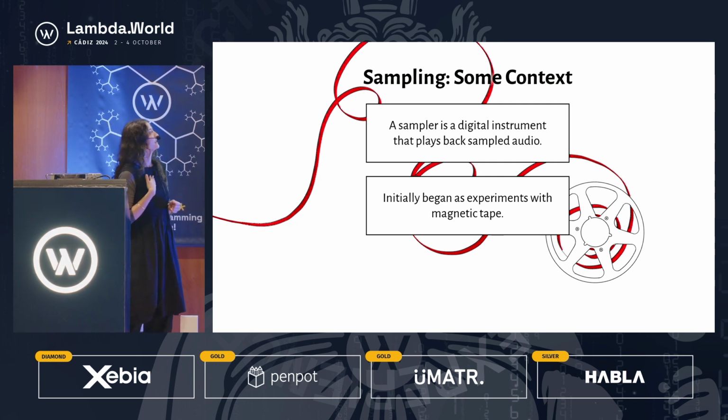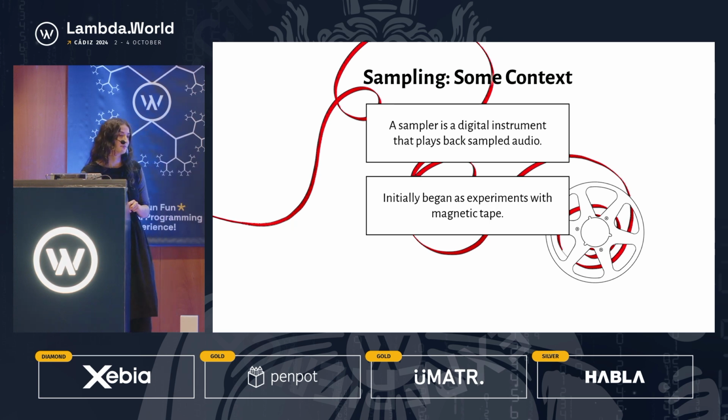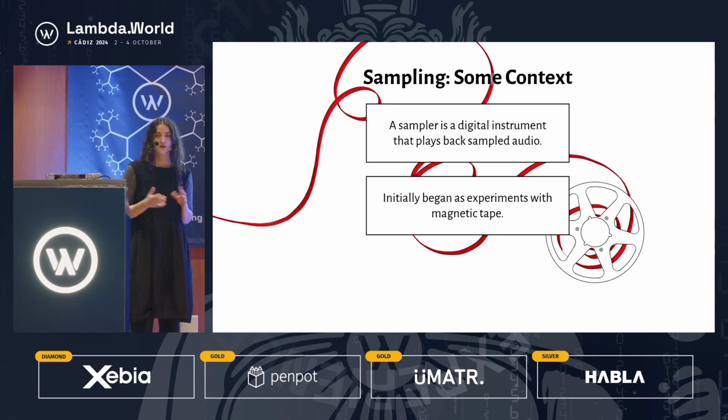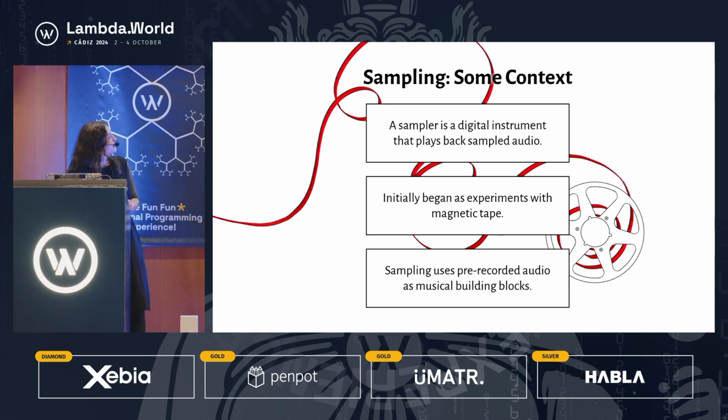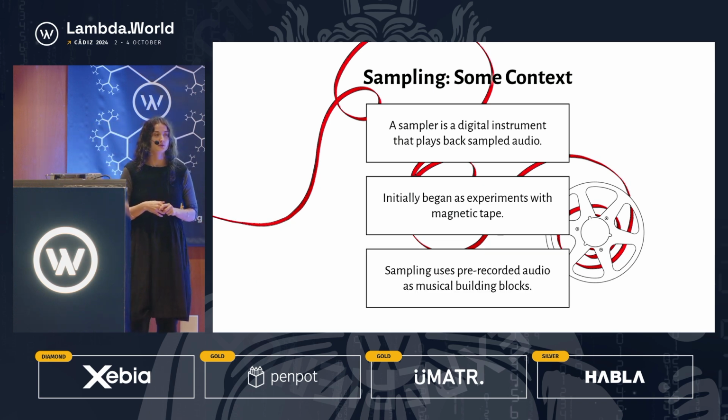When plastic cassette tapes became mass-marketed in the 80s, hip-hop popularized the practice of sampling. And today it's a fundamental part of most musical genres. At its core, sampling is about using pre-recorded audio as musical building blocks. You can use this technique to build beats, melodies, soundscapes, sound effects, pretty much everything.